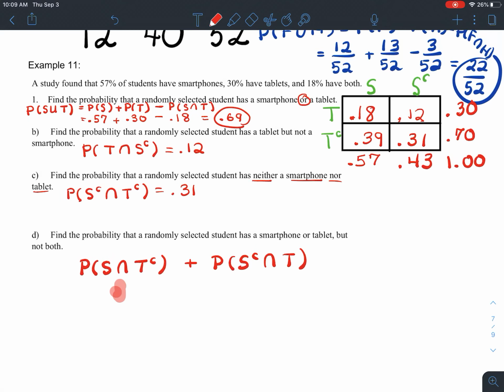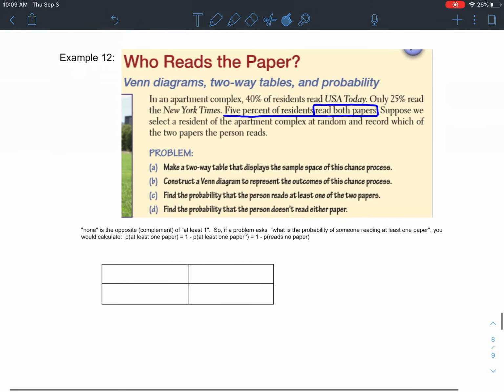Okay, so we can pull this from the table. Having a smartphone but not having a tablet, that's the 0.39. Not having a smartphone but having a tablet, that's the 0.12, for a grand total of 0.51. Okay, on the next page, this is a really good example.